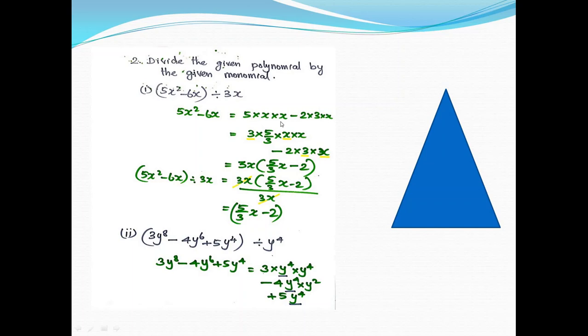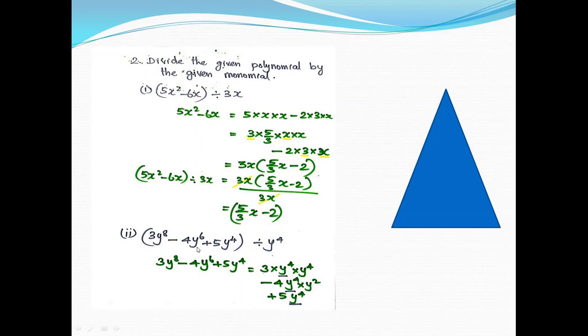So what we have to do in this kind of things? We have to rewrite the first term as 3 multiplied by 5 by 3 multiplied by x, minus 2 multiplied by 3 multiplied by x. Now we can take 3x as the common factor. When you take 3x as common factor, the non-common factor in the first term is 5 by 3 into x minus 2. Then we can do the division: 3x multiplied by 5 by 3x minus 2 divided by 3x. We can strike off 3x. The solution will be 5 by 3x minus 2. Let us move to the next exercise.